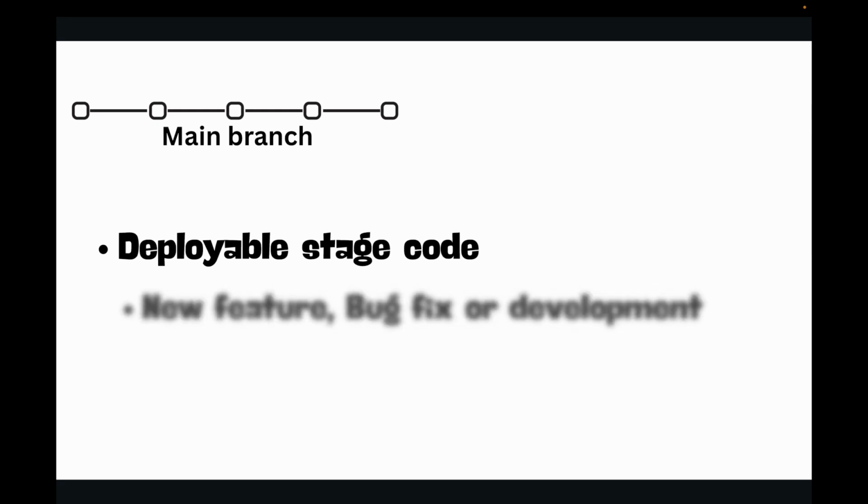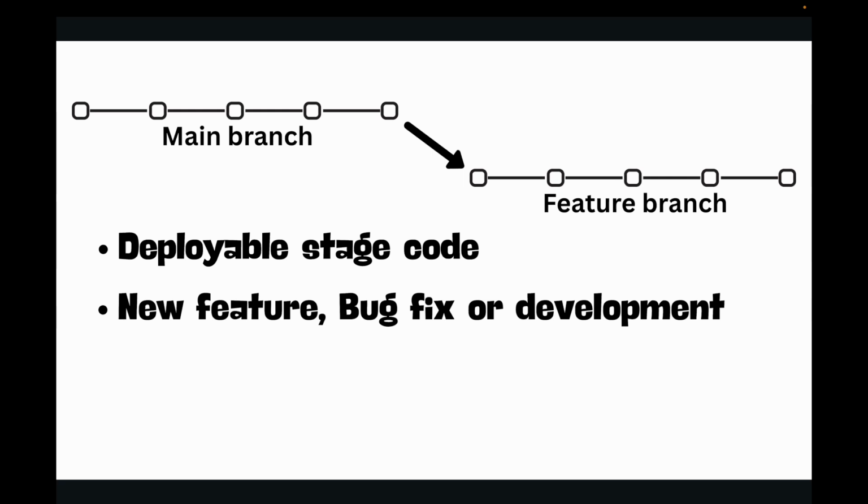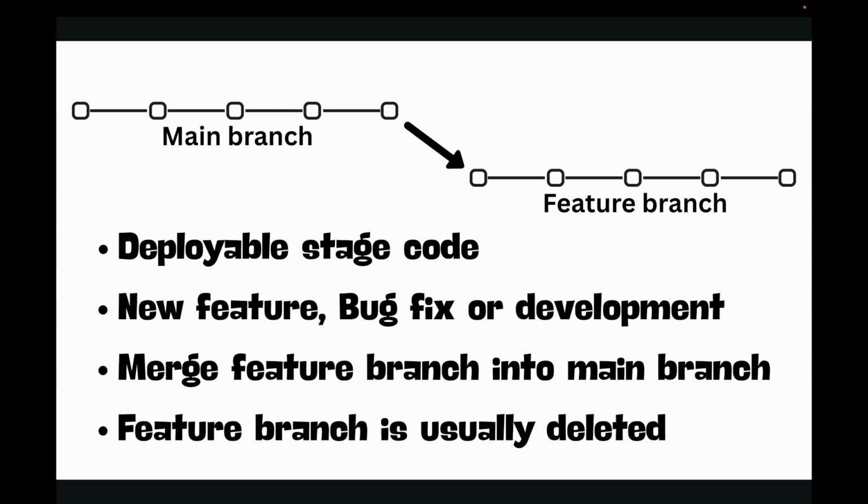Now, for every new feature, bug fix, or experiment, you create a new dedicated branch off your main branch. This becomes your isolated workspace. You develop, commit, and test your changes entirely on this feature branch. Once your work is complete and reviewed, often via a pull request, which we will cover in detail soon, you will merge your feature branch back into your main branch. After merging, the feature branch is usually deleted.